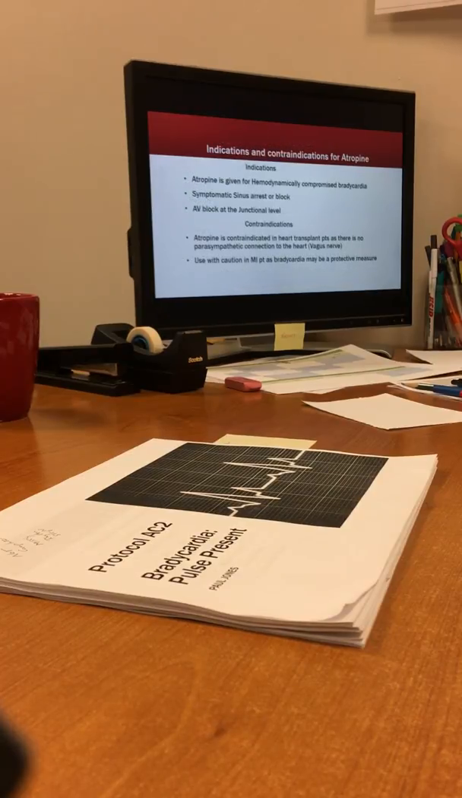Indications: atropine is given for hemodynamically compromised bradycardia, symptomatic sinus arrest or block, and your AV blocks at the junctional level. The atropine is not going to work in patients that have had a heart transplant because the vagus nerve has been severed. And use real caution in patients that are having STEMI criteria, because bradycardia may be used as a protective measure.